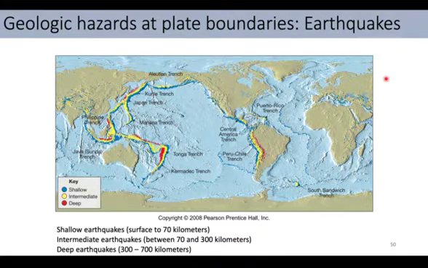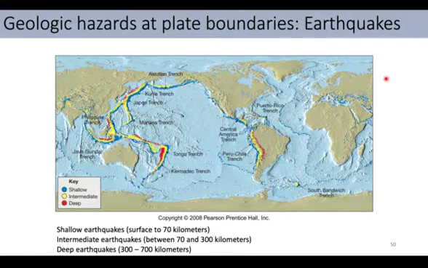So earthquakes are a large geologic hazard. There can be some serious damage with earthquakes on Earth. Here we have a map that shows the depth of earthquakes. So shallow earthquakes are in blue. Yellow shows intermediate earthquakes, and red shows deep earthquakes.